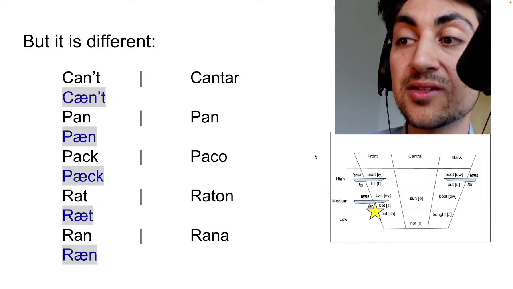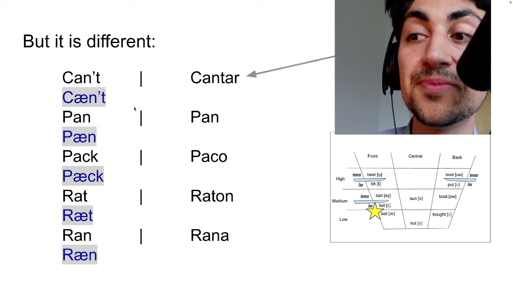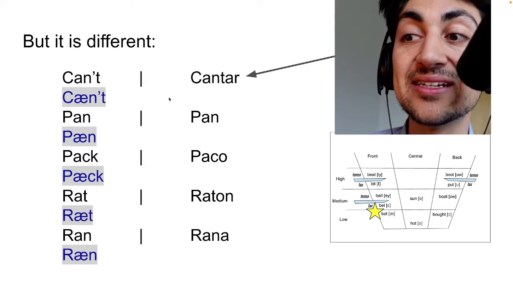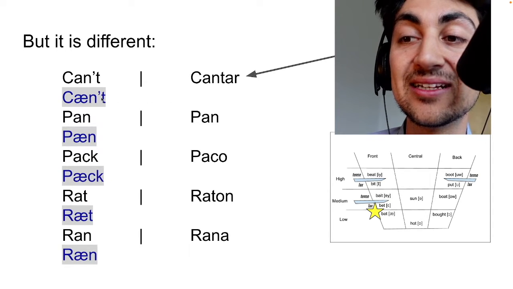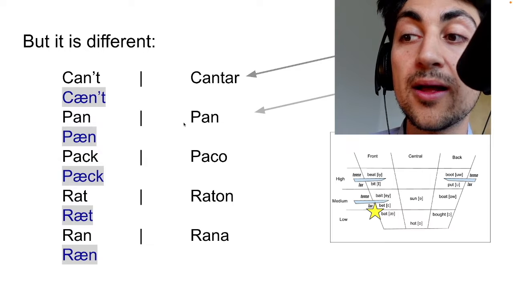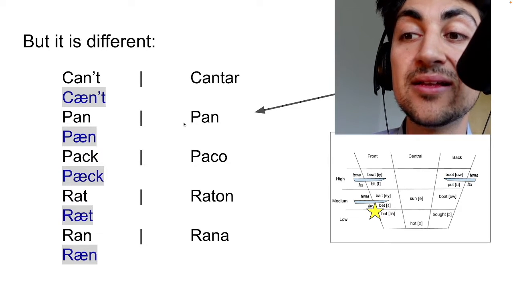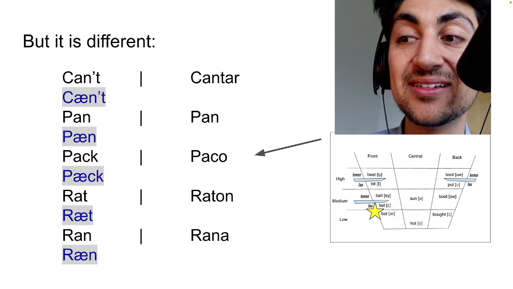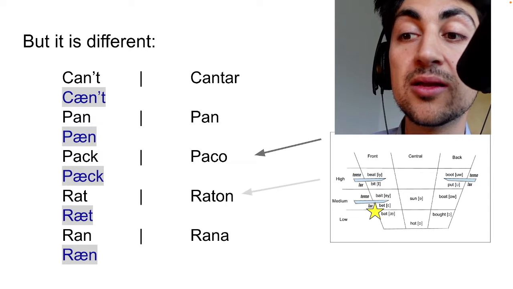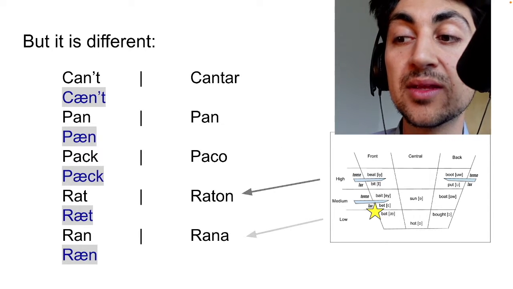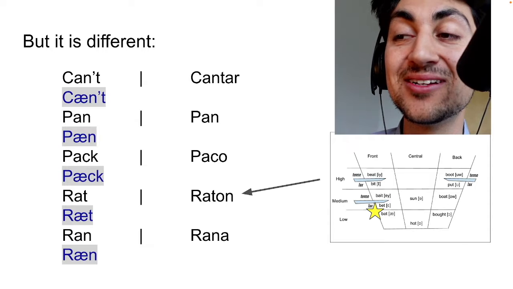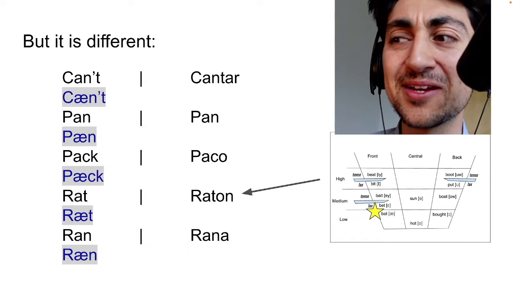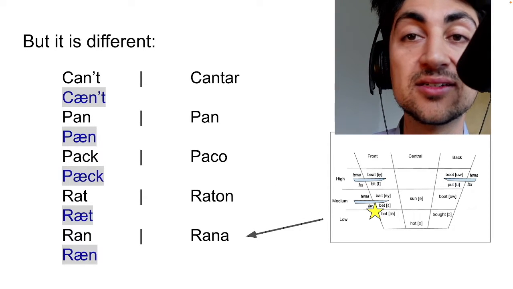Okay, so now I would like to go through these. Ready? Cantar, can't. Pan, pan. Paco, pack. Raton, rat. Sorry, I did that like a Spanish word. Rat. Rana, ran.